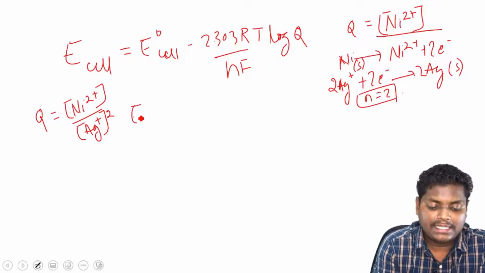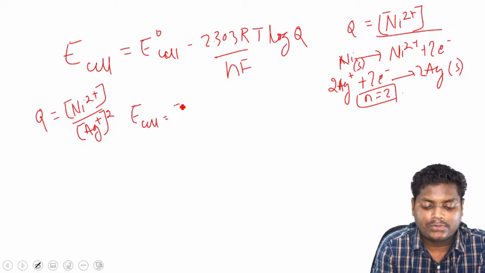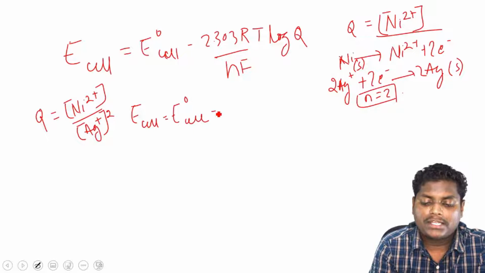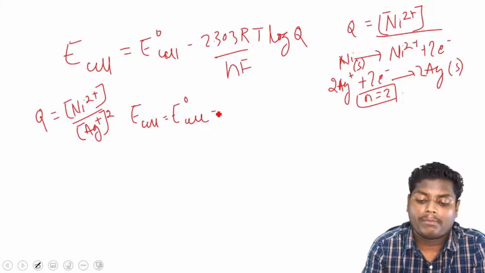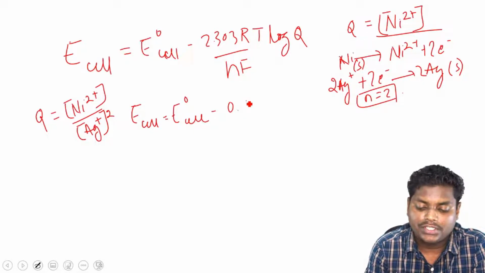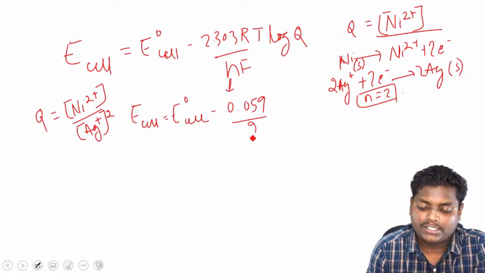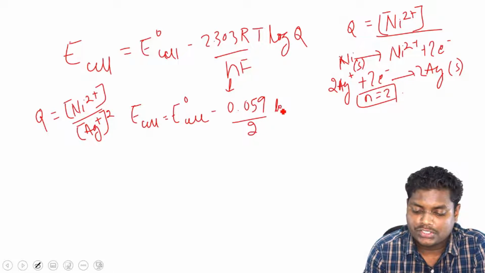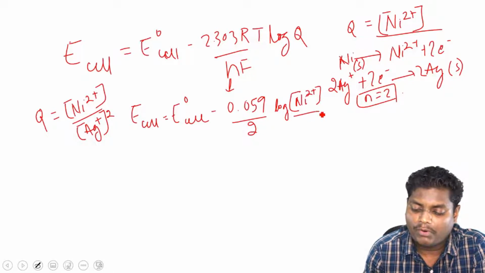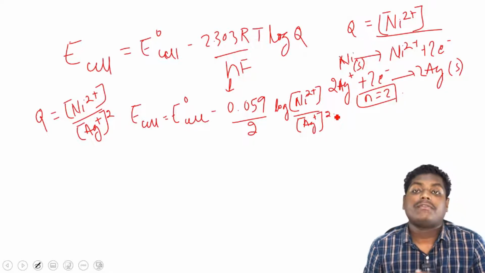So we can just rewrite it. E cell is equal to E naught cell minus 2.303 RT upon F, this value they have given to be 0.059, and we know the number of electrons transferred is 2, and this is log concentration of nickel 2 plus upon concentration of Ag plus square. So this is what we are getting till now.